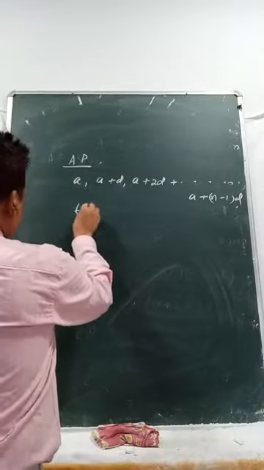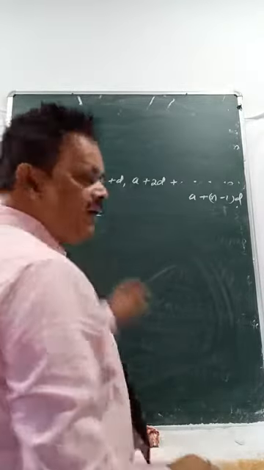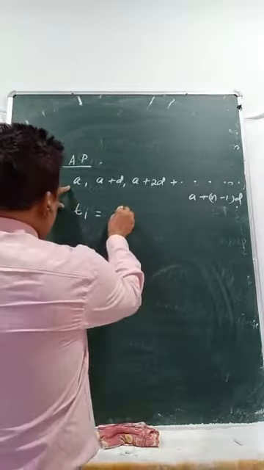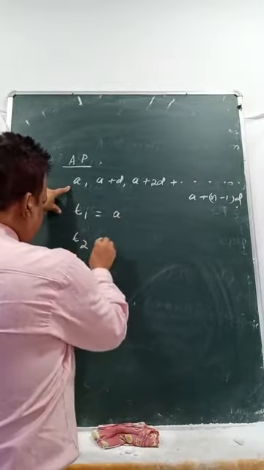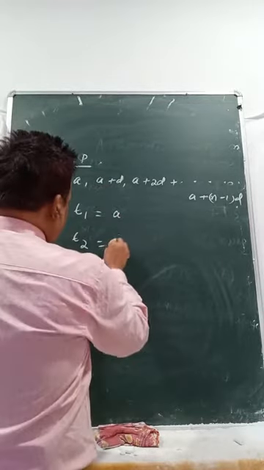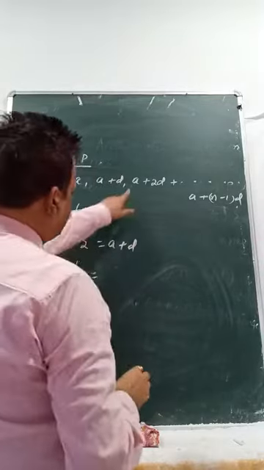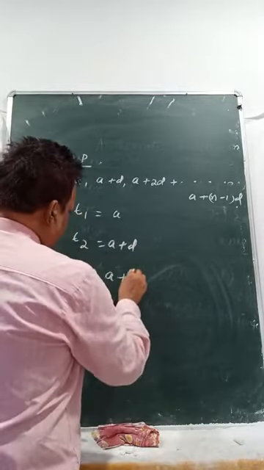So first term we write t1. Sometimes we write a1 also, meaning is same. t1 first term a, t2 second term a plus d, t3 third term a plus 2d.